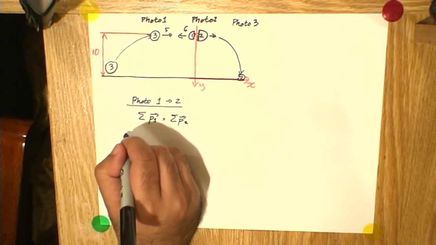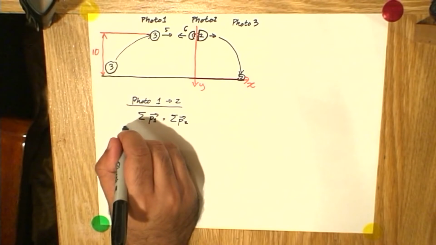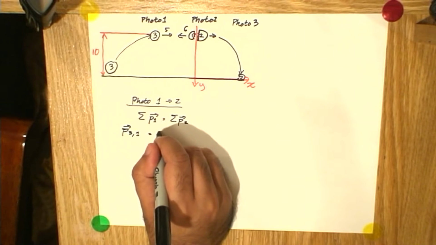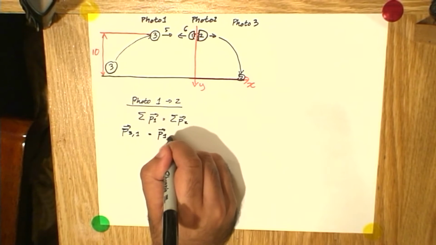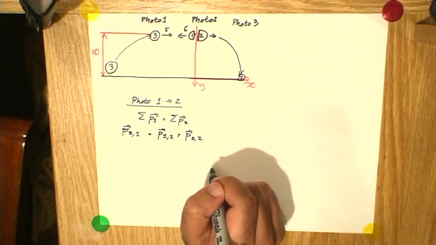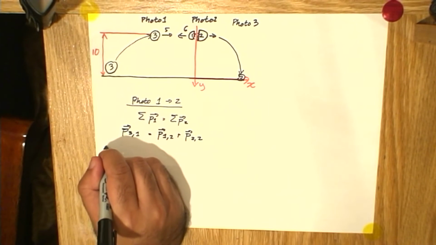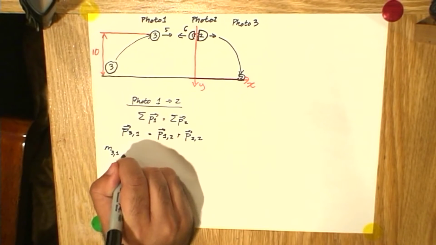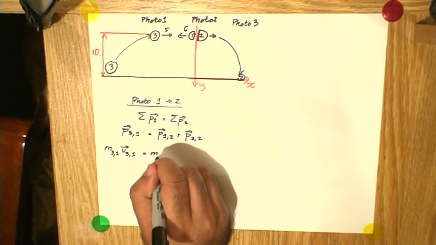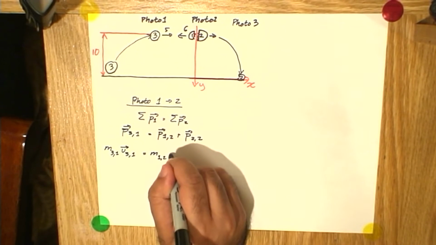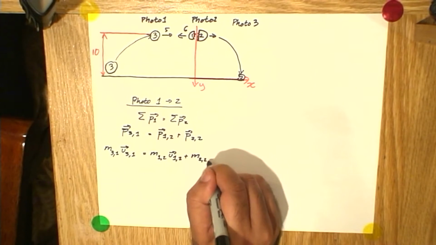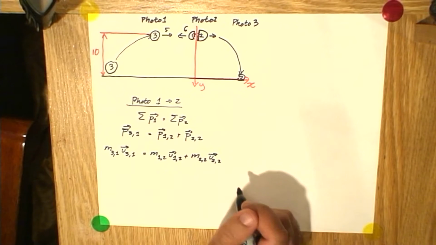Let's expand this out. The momentum of the 3 kilogram fragment in photo 1 must be equal to the momentum of the 1 kilogram fragment in photo 2 plus the momentum of the 2 kilogram fragment in photo 2. Expand it out still further. The mass of the 3 kilogram fragment in photo 1 times the velocity of the 3 kilogram fragment in photo 1 is equal to mass of the 1 kilogram fragment in 2, velocity of the 1 kilogram fragment in 2, plus mass of the 2 kilogram fragment in 2, velocity of the 2 kilogram fragment in 2.